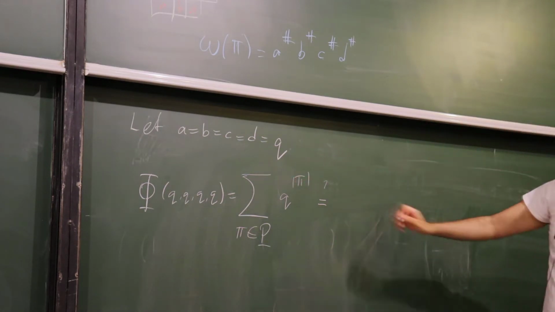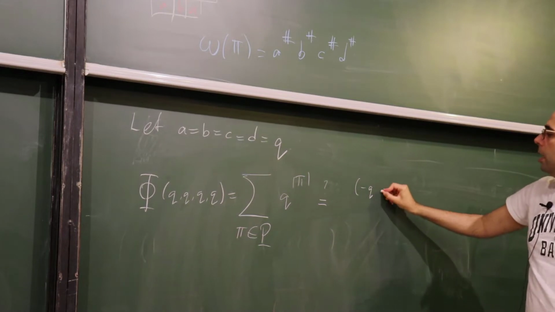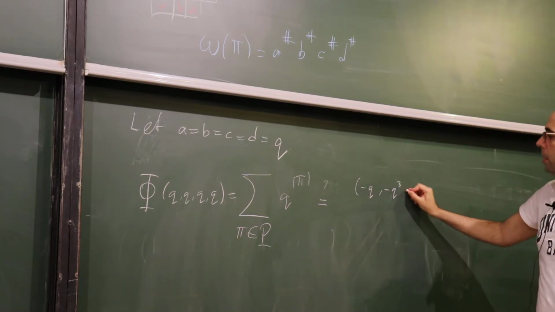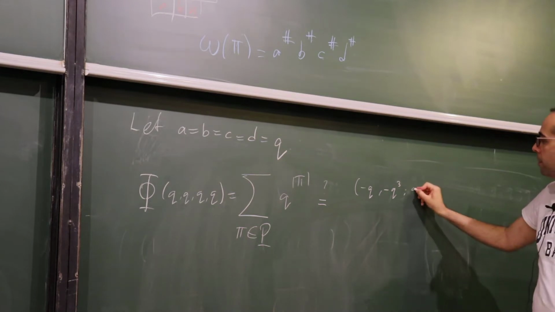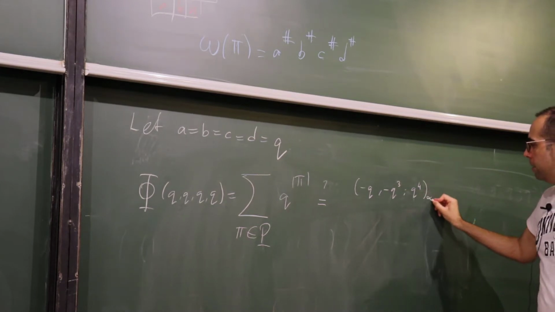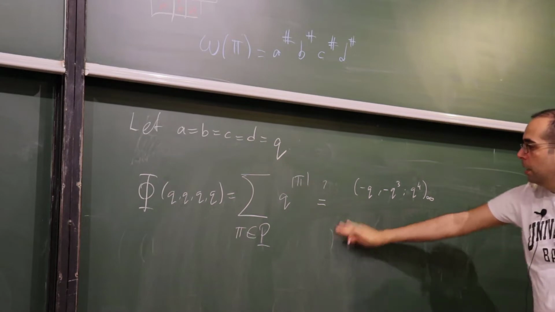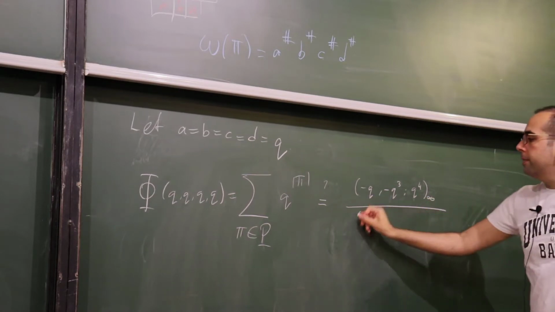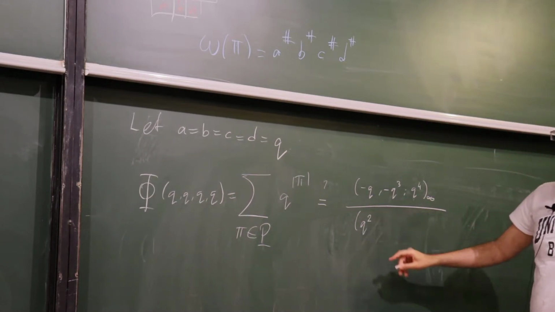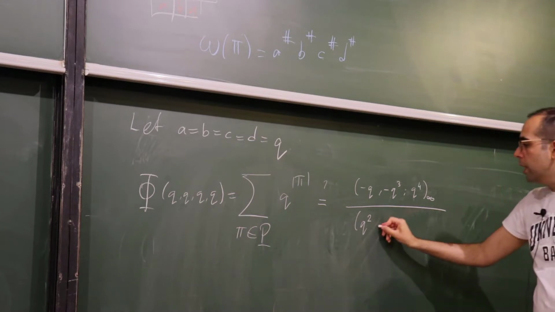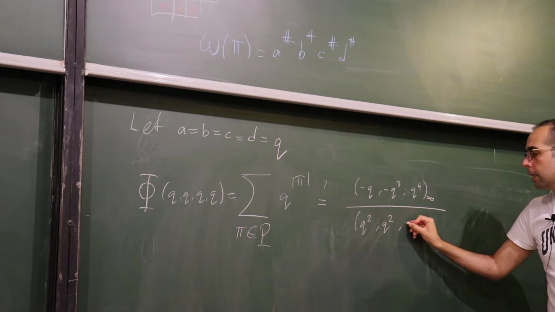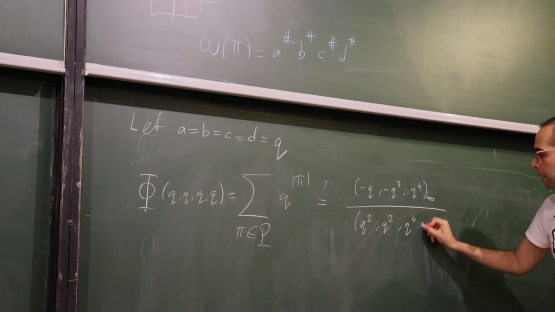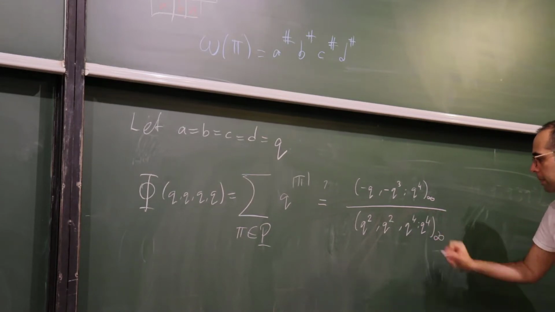So when I plug in Q, I will have a minus Q here. I will have a minus Q cube, and the capital Q will become Q to the power 4 sub infinity, right? On the bottom, I will have Q to the power 2, which is AB. Q times Q is Q squared. Q to the power 2, Q times Q is Q squared, and then Q to the power 4 sub infinity.